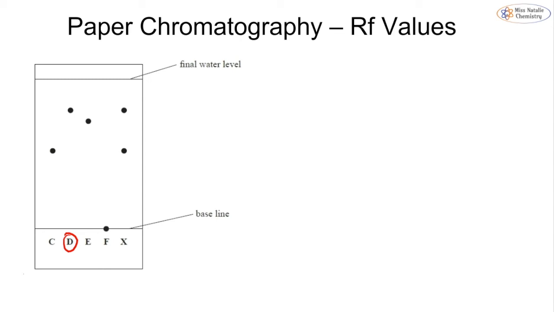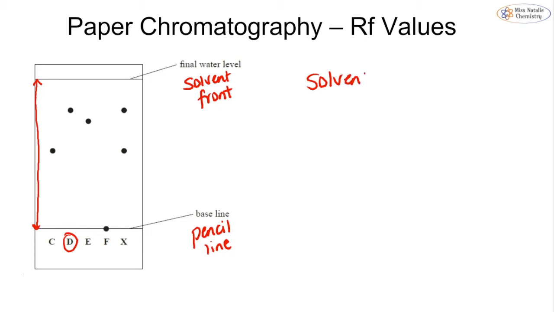So we're going to start at the baseline, and the baseline is another phrase for the pencil line, and we're going to have to measure up to the solvent front, in this case known as the final water level. All of these terms are interchangeable, so it doesn't matter which one you use, just be aware what each of them mean. So we measure this distance from the baseline to the solvent front, and our solvent has moved 68 millimetres.